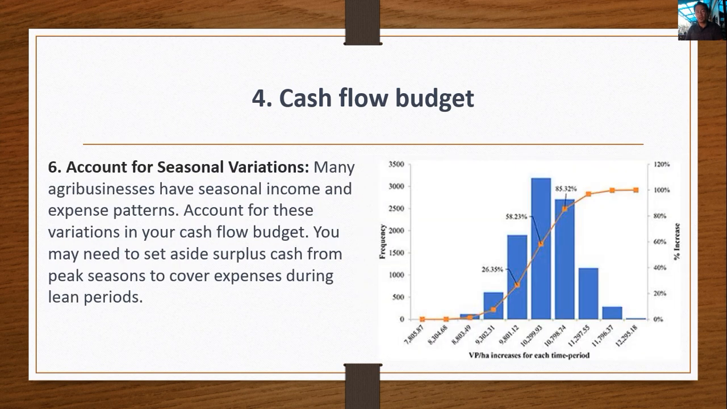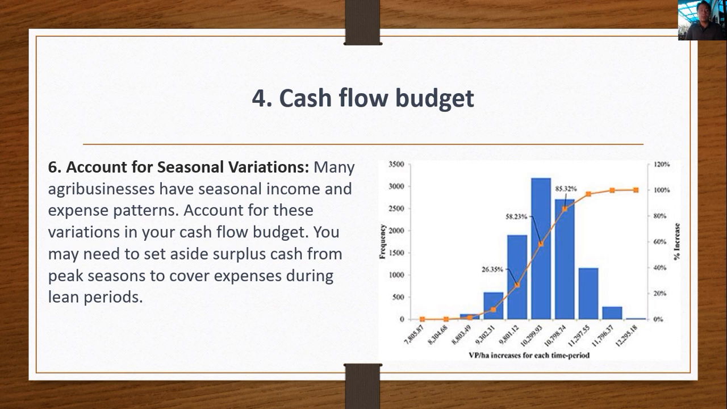And also, class, as part of your cash flow budget, you need to account for seasonal variation. Since we are dealing with seasonality of agricultural commodity, many agribusinesses have seasonal income as well, and also an expense pattern. That's why you need to have a good record so that you will monitor what month of the year you're having very high expenses, and also what month of the year is your payback period. So in that way, you can anticipate or predict so that you will be ready in times or in seasons like this.